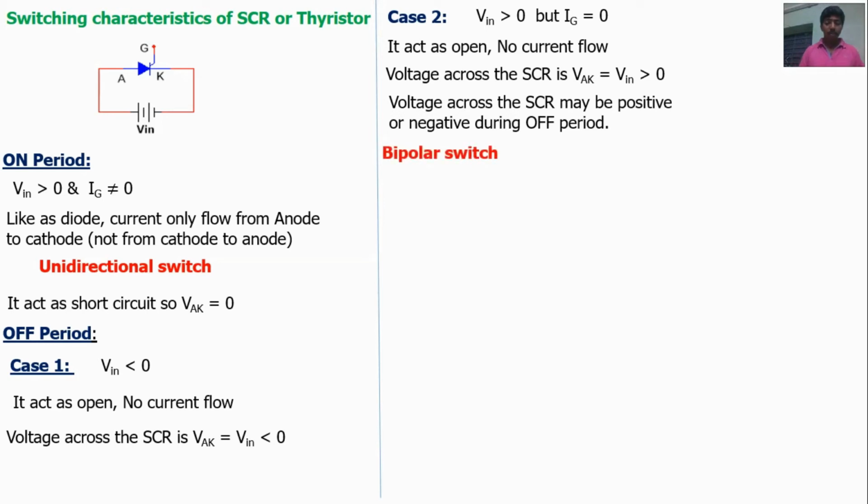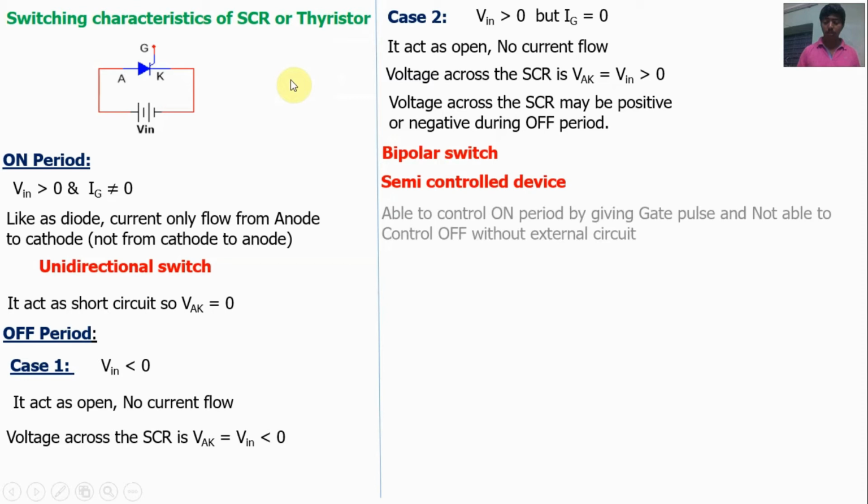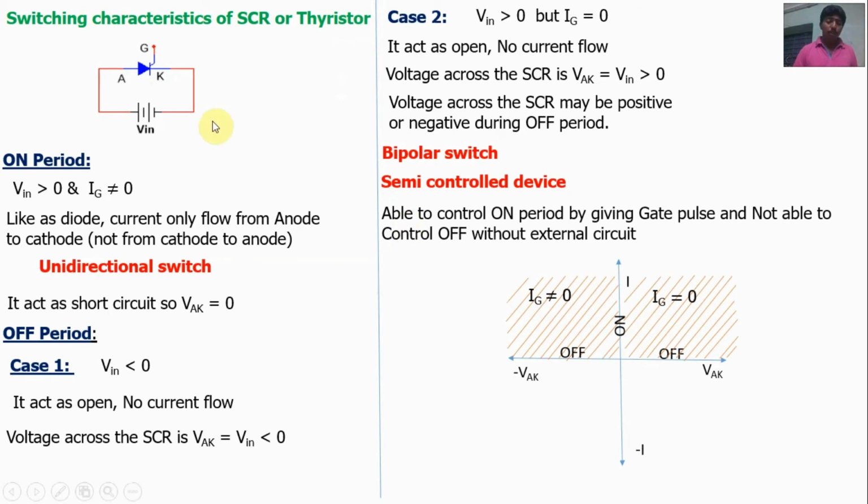The SCR is a semi-controlled device because the on state can be controlled by gate signals but the off state cannot be controlled. The voltage across the SCR can be either positive or negative, but the current direction is forward only. So the switching characteristics, that means the VI characteristics, lie in the first and second quadrant.